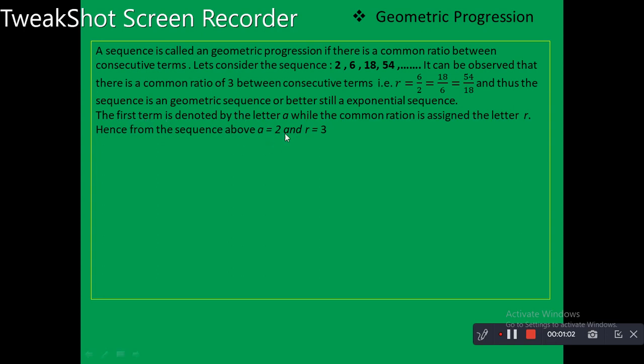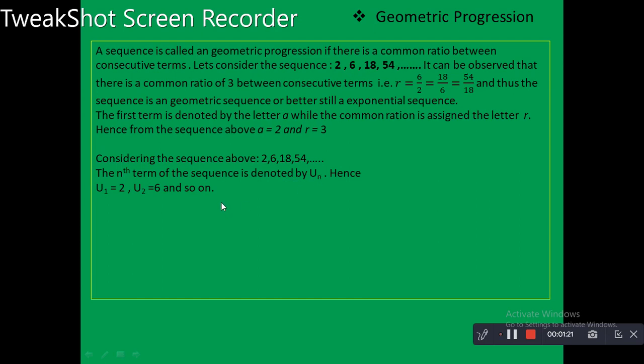Now, the first term is denoted by the letter a, as in the linear sequence, and the common ratio this time is denoted by the letter r. Considering this same sequence, the nth term of the sequence is denoted by un, so the first term, u1, will be 2, u2 will be 6, u3 will be 18, and so on.